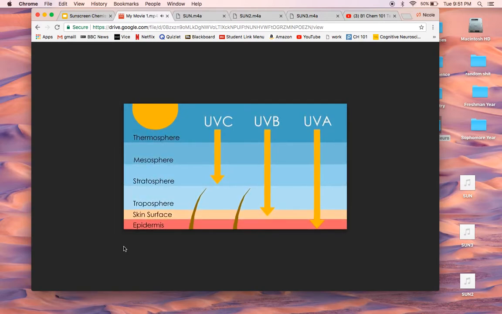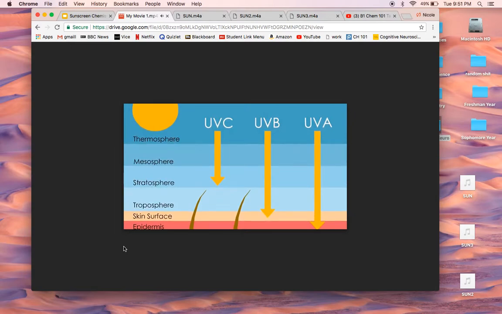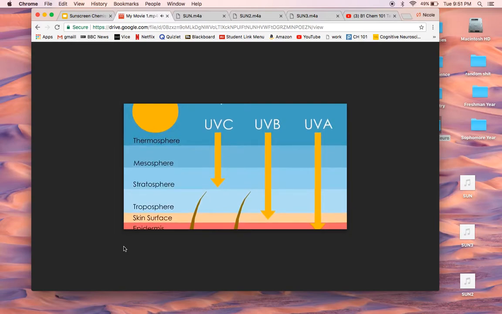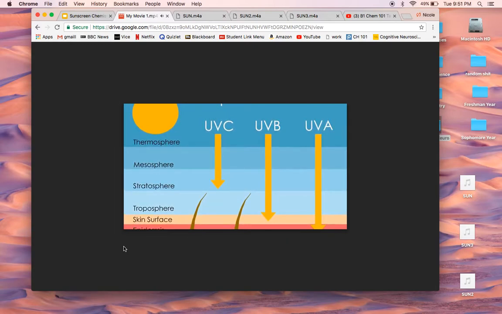reached the Earth's surface. The amount of UV radiation changes based upon five main factors: the time of year, the time of day, latitude, altitude, and cloudiness. For the time of year, radiation is highest during the summer months. For the time of day, radiation is highest when the sun is at its peak.